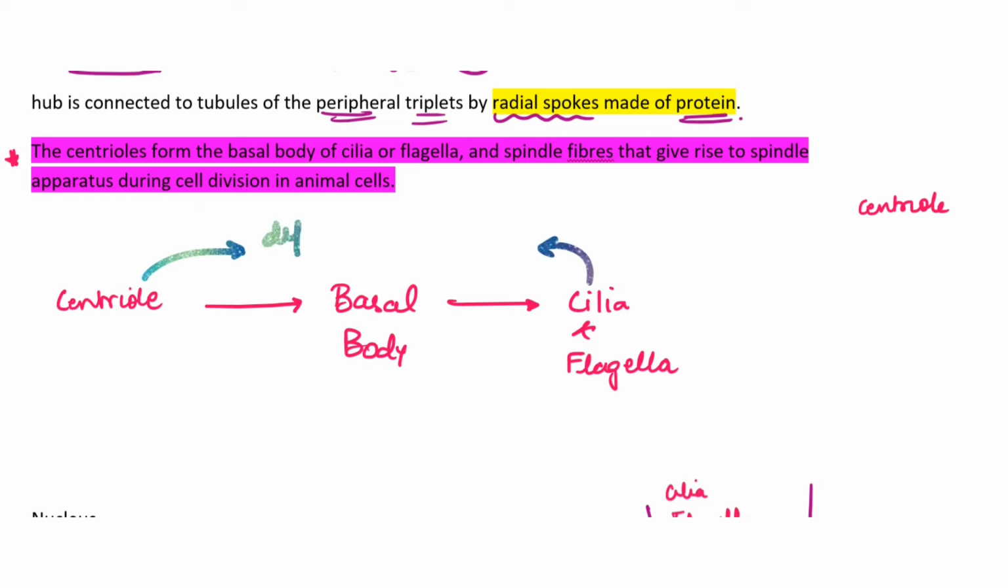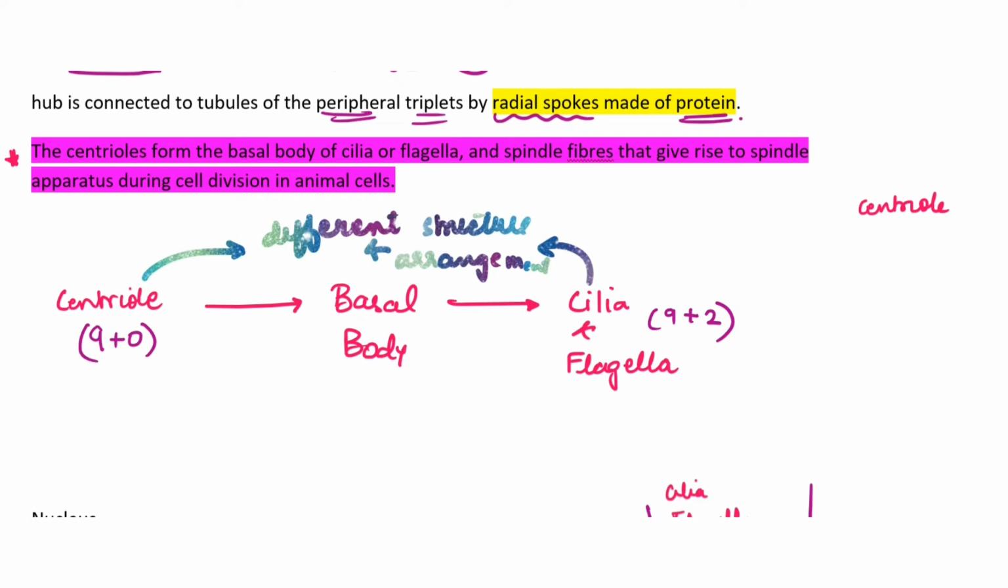Centriole has 9 plus 0 arrangement. Cilia and flagella have 9 plus 2 arrangement. So you should understand. Okay. Centriole gives rise to basal body and basal body gives rise to cilia and flagella. So very important to understand in this place. Okay, please pause and try to understand what I am trying to tell you.